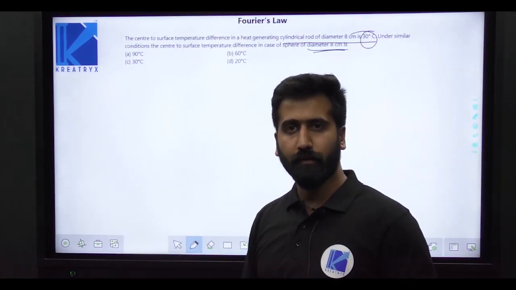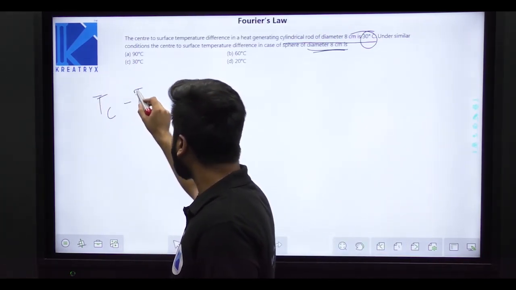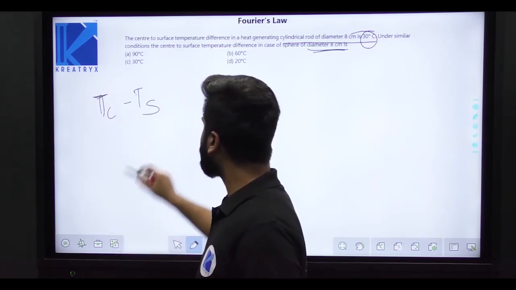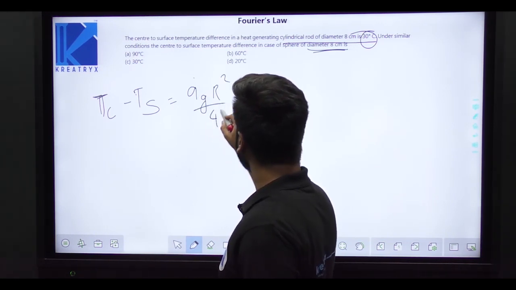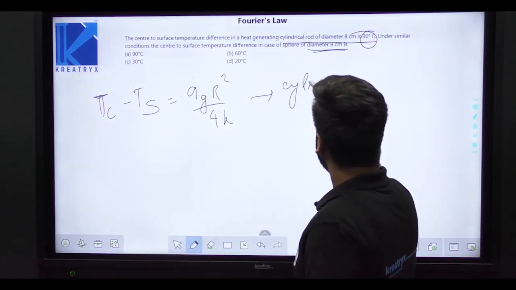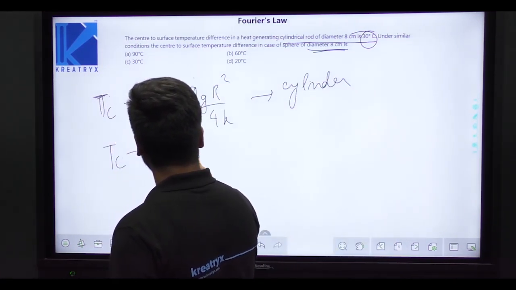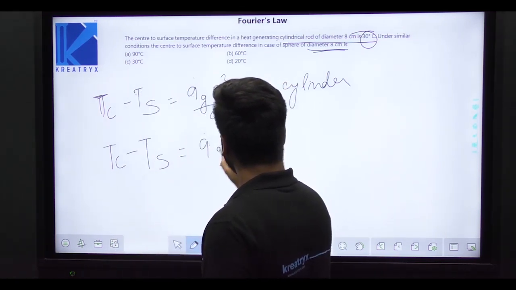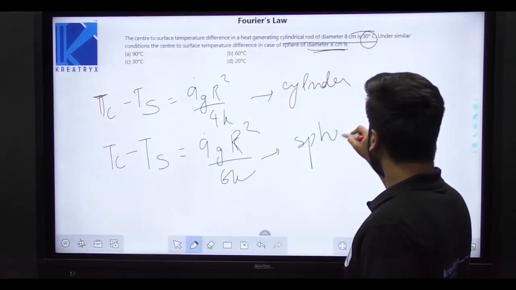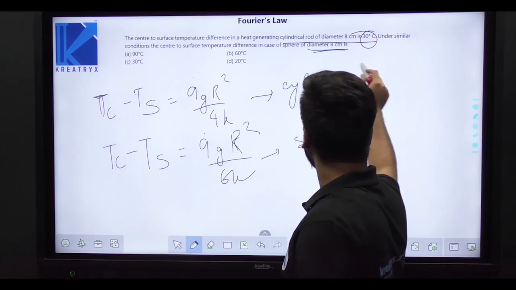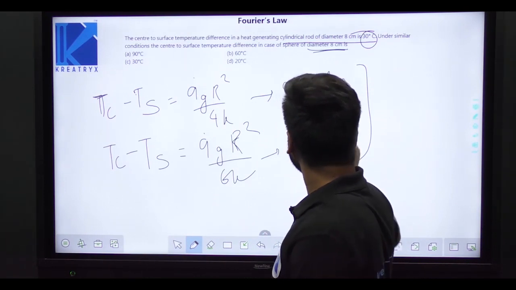I've told you to remember the formulas for the difference of the center temperature and the surface temperature. In case of a cylinder it is Q dot G R square by 4K. This is for cylinder, and temperature at center minus surface temperature for a sphere is Q dot G R square by 6K. This is for sphere. So as I have asked you to remember these formulas, this question will now be very simple for you.